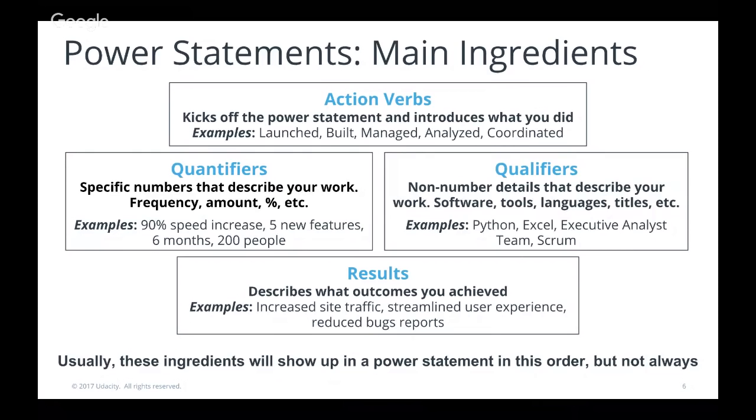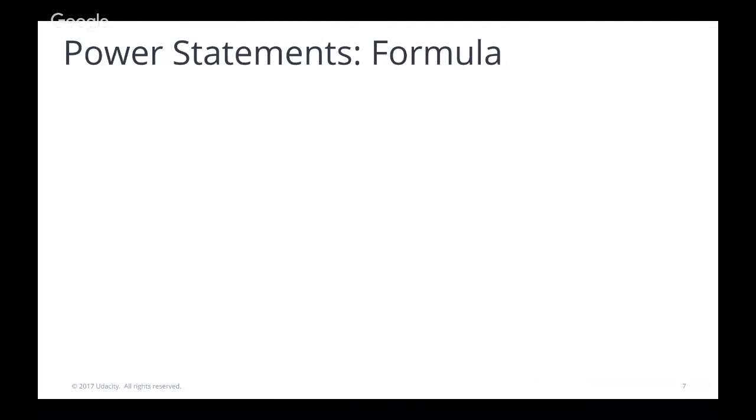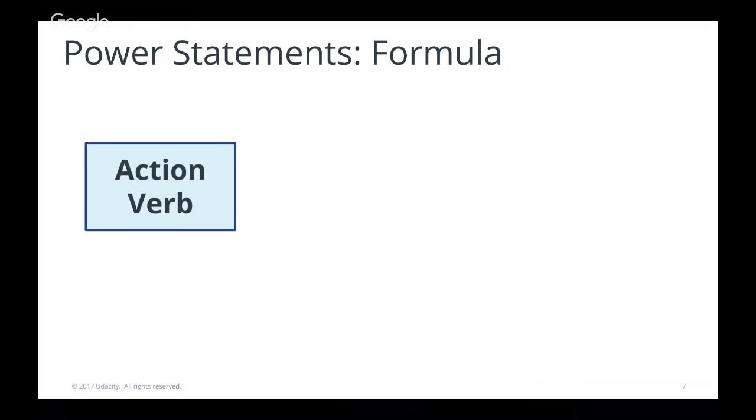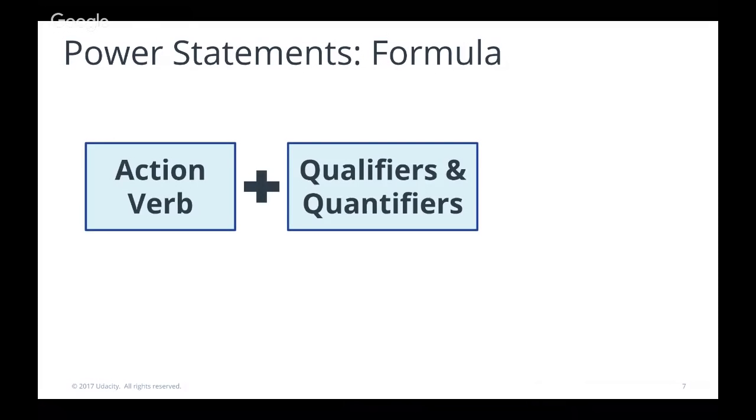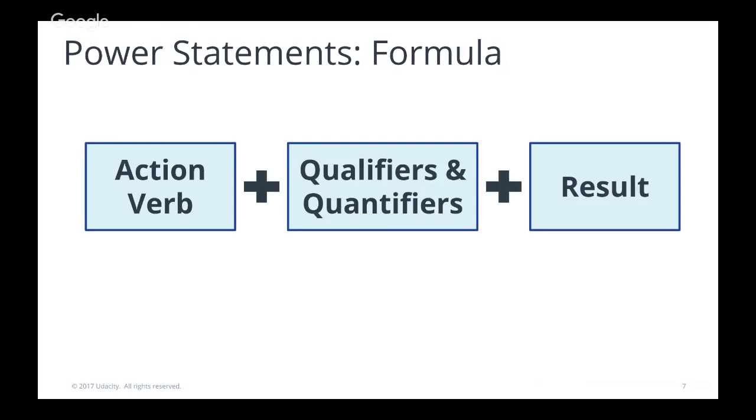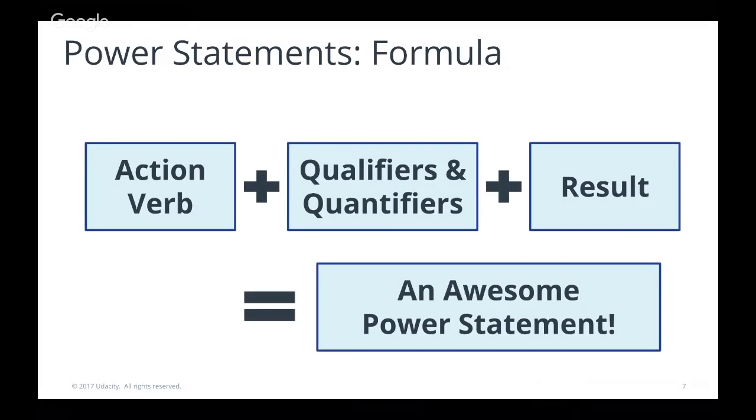So to go over this in a really simple way, here's a formula that I recommend starting with and then editing from there: start with your action verb, add in your qualifiers and quantifiers, add in your results, and you have a winning power statement. Again, these things can be mixed up a little bit, but you always want these 4 things in your power statements.